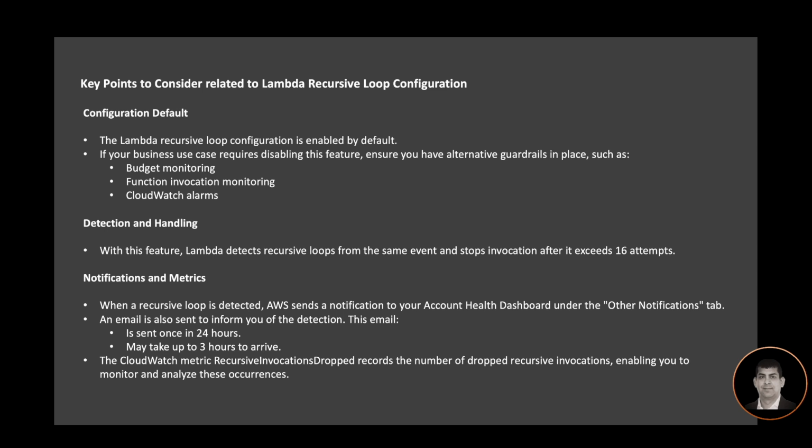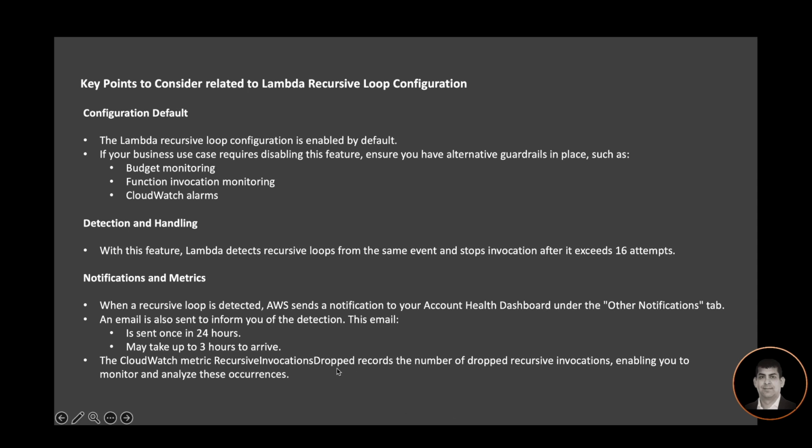Once it stops, there are some notifications and metrics that you can look at. When a recursive loop is detected, AWS will send a notification to your account health dashboard under the other notifications tab, and an email is also sent to inform you of the detection. The point to consider is the email is sent once in 24 hours and it may take up to 3 hours to arrive. So within that 24-hour window, if there is another recursive loop, then you will not get that email.